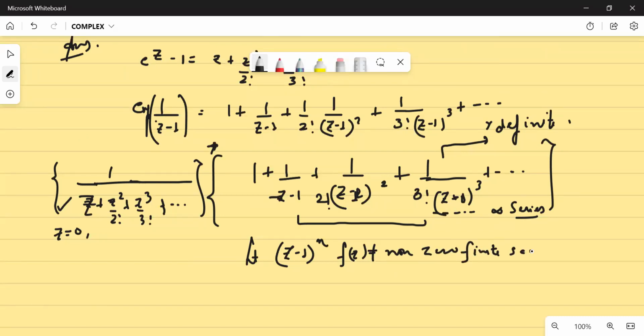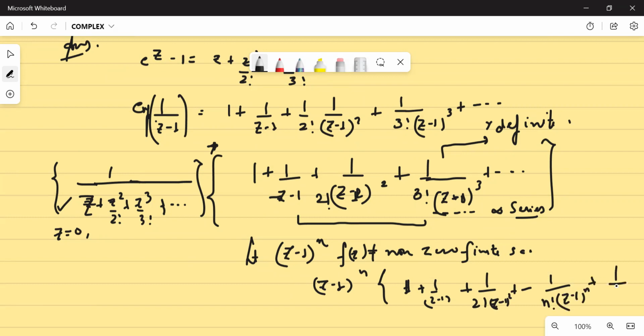But what would happen since it is an infinite series? Let's say z minus 1 raised to power n. All these terms, 1 plus 1 upon z minus 1 plus 1 upon 2 factorial times z minus 1 whole square, and so on, would do. But beyond this, you will have some higher powers, n and n plus 1, and those would get cancelled, and here you will have some terms in the denominator, and as z tends to 1 these will tend towards infinity. So clearly it will not give you a non-zero finite scalar for any n, even if you take n as large as you like.